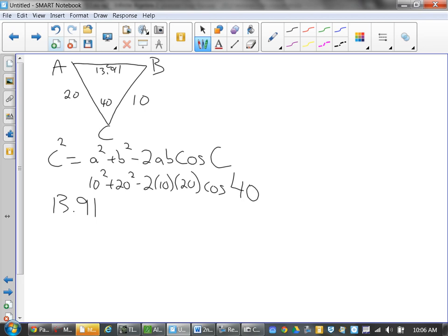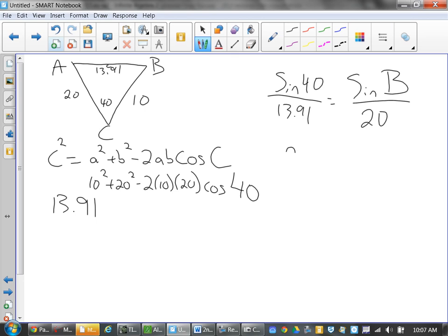Now to figure out B, I use law of sines, because now I have a pair. The law of sines says that the sine of 40 is to 13.91 as the sine of angle B is to 20. This is a cross multiply problem. So you get 20 sine 40 over 13.91 is the sine of B.